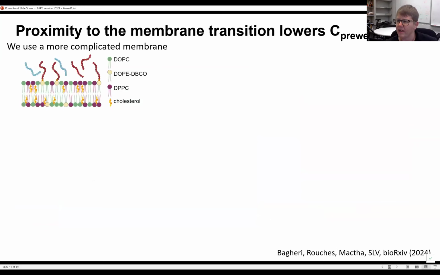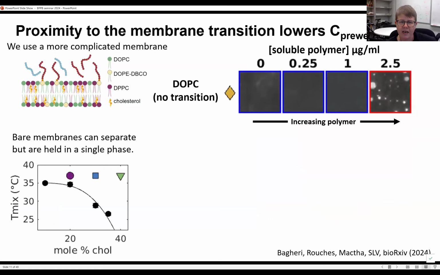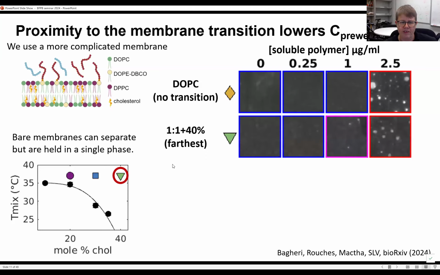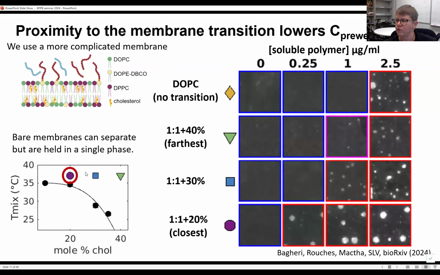So we just took the same system that I already explained to you, but we added a few more lipids in. And we chose compositions that were near the phase transition, but above it, but different distances from the phase transition, both in composition and temperature. So this is our membrane with no phase transition, and we get pre-wetting happening at one particular concentration of soluble polymers. But then as we walk closer to our phase transition, we notice that you started needing fewer and fewer polymers in solution to start seeing these pre-wet domains.